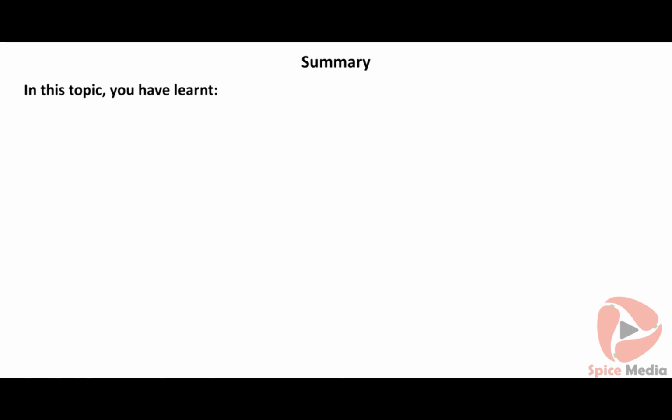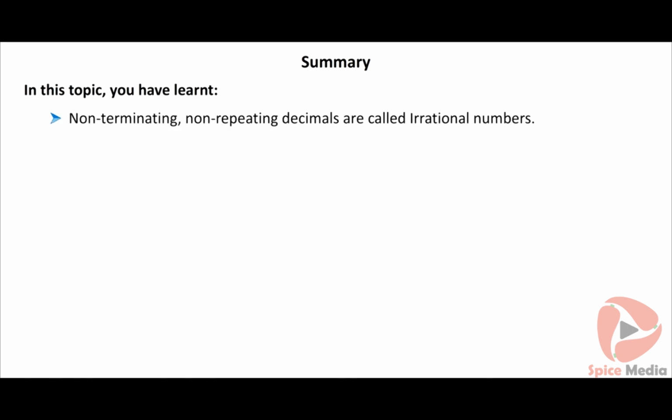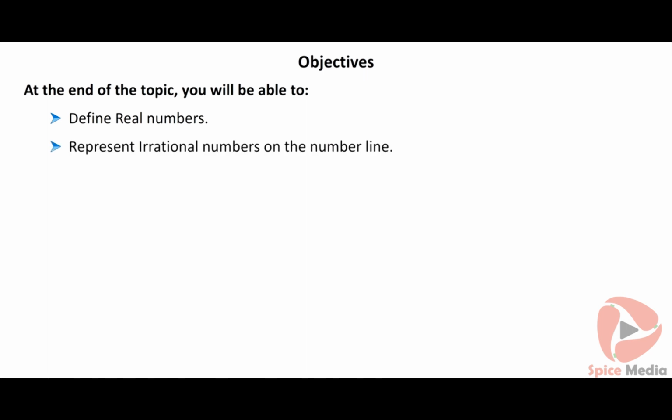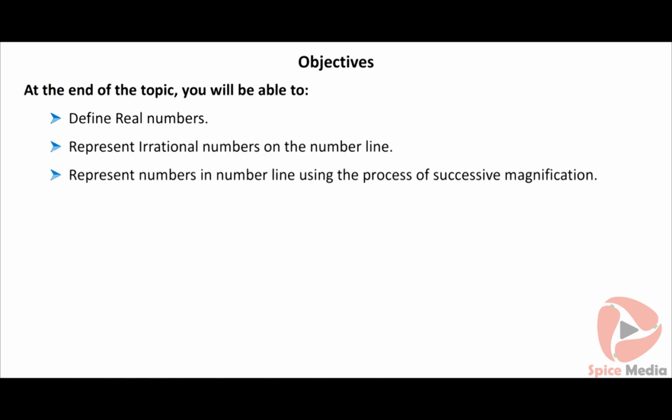In this topic, you have learned that non-terminating, non-repeating decimals are called irrational numbers. At the end of the topic, you will be able to define real numbers, represent irrational numbers on the number line, represent numbers on the number line using the process of successive magnification, and know the properties of square root of real numbers.